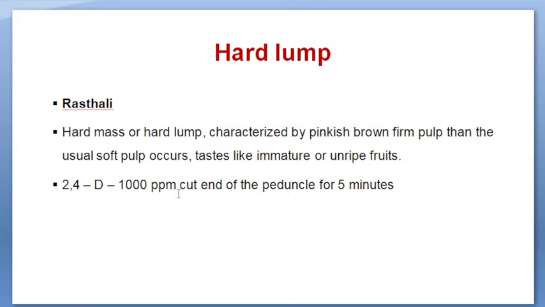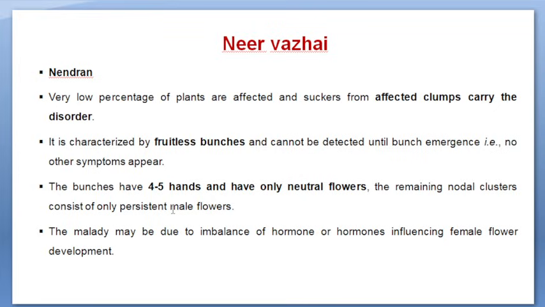Next is hard lump. Whenever we are eating the bananas, these bananas will have some hard surface. Suddenly we will feel it is hard. It is because of deficiency of some nutrient, some hormones, and because of immature harvesting or improper ripening. So we can use 2,4-D at the rate of 1000 ppm immediately after cutting to control this.